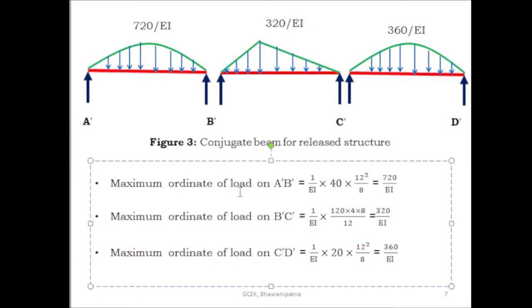So these are the maximum ordinates of load on A dash B dash, on B dash C dash, and on C dash D dash. And this is the conjugate beam for the released structure.